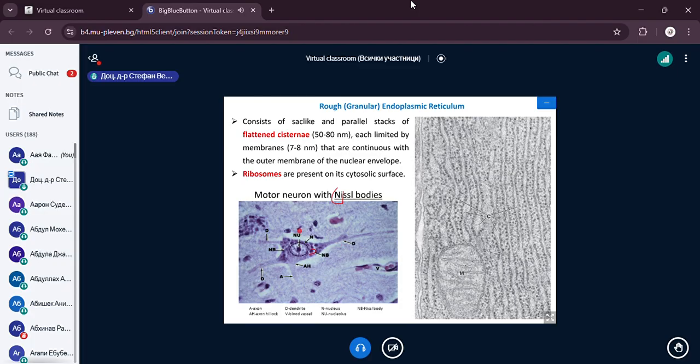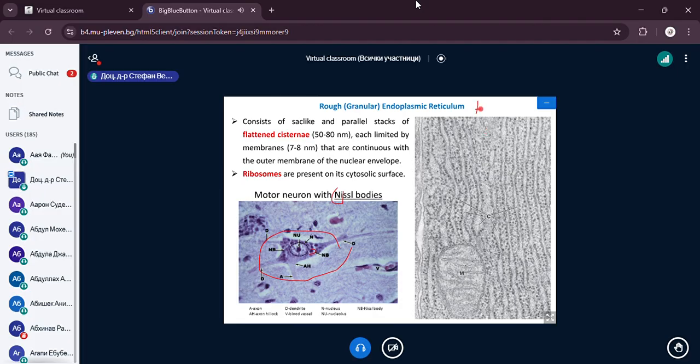This is another neuron in the ventral horn of the spinal cord, medulla spinalis, and all neurons are famous as having many cisterns of rough endoplasmic reticulum. That's why Nissl stain is a widely used stain to study nerve cells and to demonstrate ribosomes and rough endoplasmic reticulum in neurons. And here is an electron micrograph of another cell which has abundant rough endoplasmic reticulum in its cytoplasm.